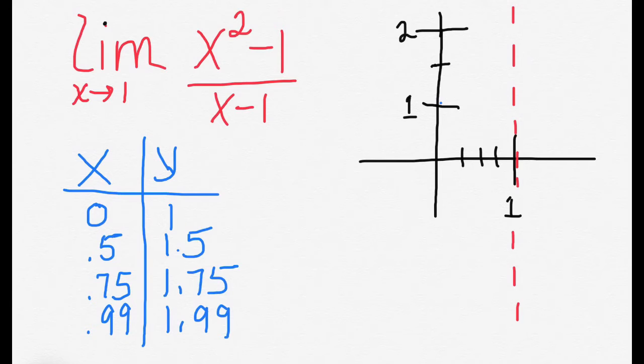So let's plot the points that we have. When x is 0, y is 1. When x is 1/2, y is 1.5. When x is 0.75, it's 1.75, which is about here. And when it's 0.99, it's just below the 2. So it's approaching 2 as x approaches 1. So our answer is going to be 2. So that's how you would define the limit as x approaches 1 for the function x squared minus 1 over x minus 1.